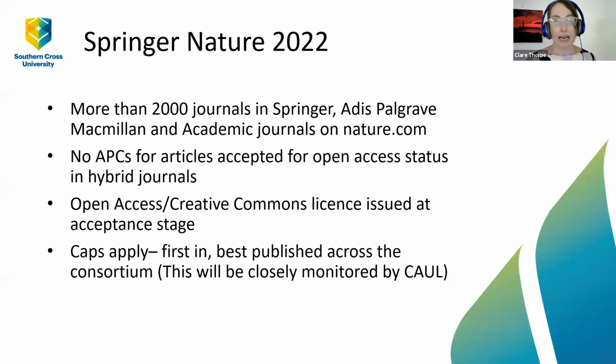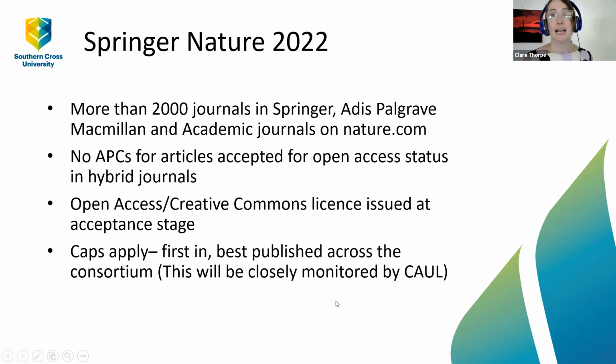There is a small caveat with this agreement, which is that Springer Nature are not allowing every single article submitted across the 47 consortium members to be published. They have capped it at a percentage. I think it's about 85% of what has previously been published from those institutions, as an example. So if you are considering publishing in these journals, we would encourage you to do it earlier in the year, but our consortium partner CALL will be monitoring this very closely and keeping us updated if there are any issues with being able to access that open access publishing agreement.